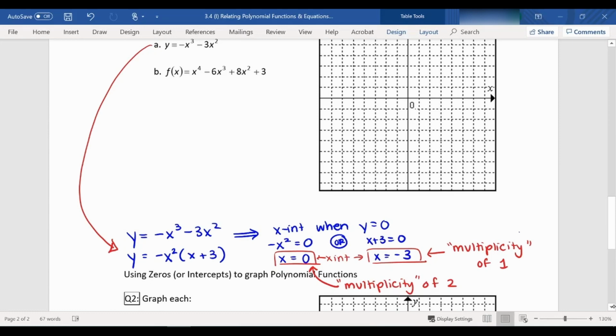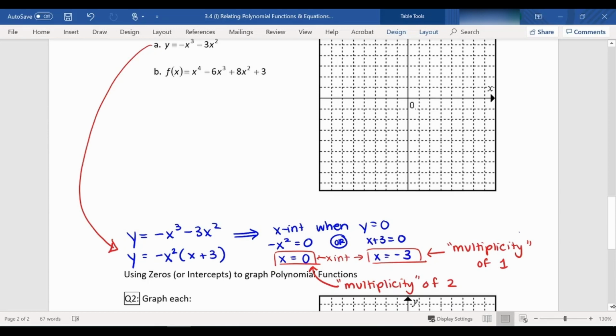Basically, you're going to touch the axis and turn around. This will be true for any even multiplicity. So if I have a multiplicity of 4, I'll touch and turn around. If I have a multiplicity of 3, I'll go through it like my multiplicity of 1.